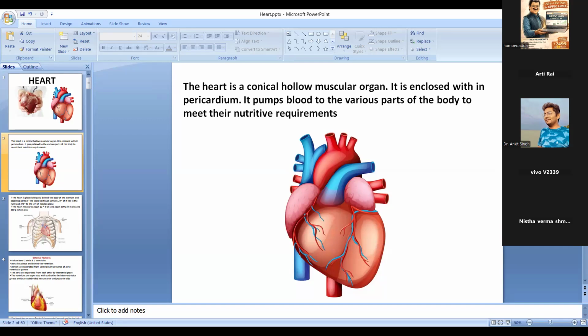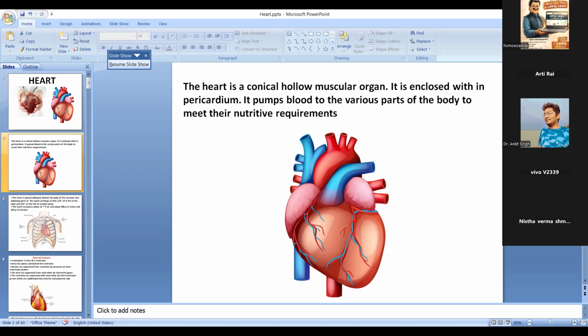So the heart is a conical, hollow muscular organ, right? You know other hollow organs like the stomach. Stomach is also a hollow organ, while when you see the liver, it is not hollow, it is a dense organ. Similarly, brain is also a dense organ, but this is a hollow muscular organ, right? And you see the shape, that is conical.